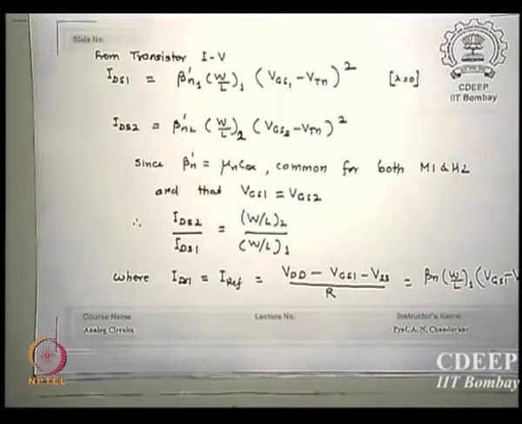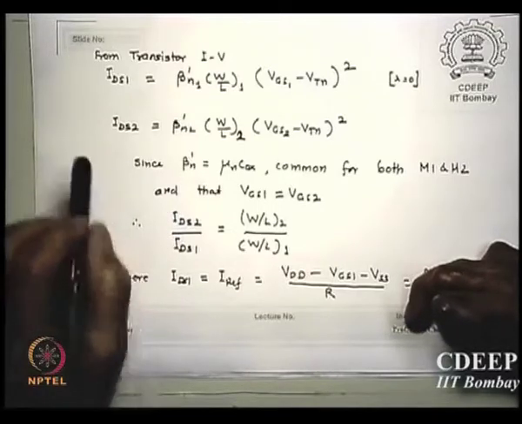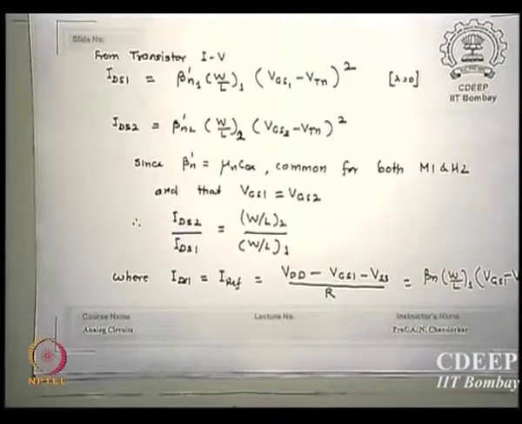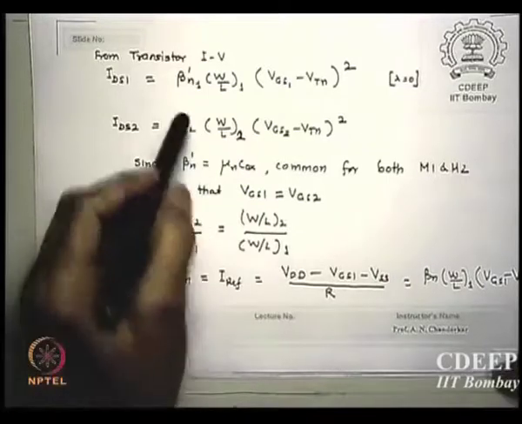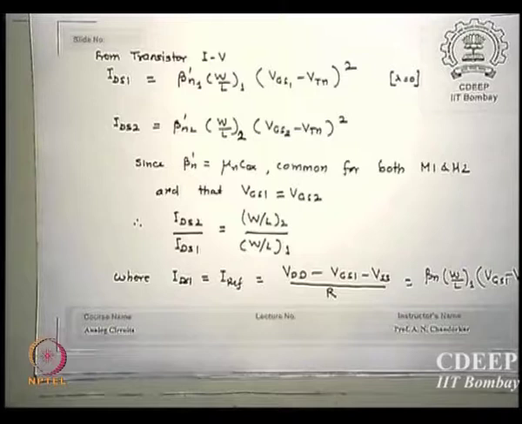What are the conditions we are looking into? Beta dash is the same for all n-channel transistors. Is that correct? Mu and Cox are not different for different transistors, so beta dash is the same. W by L may not be the same. M1 may have a different W by L and M2 may have a different W by L. Size may not be the same.